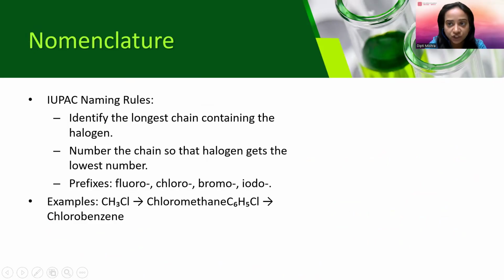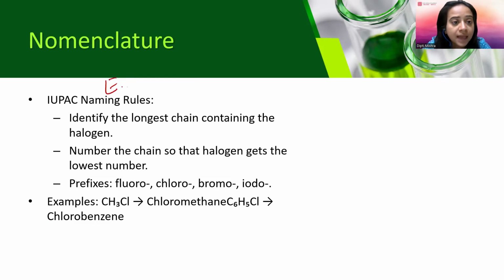Now, if you see nomenclature, IUPAC nomenclature and common nomenclature, you know that nomenclature is very important. So how will you name them? First of all, some rules are there. The first rule is we have to identify the longest chain containing halogen. First, we have to identify the longest carbon chain in which the halogen is attached. Number the chain so that the halogen gets the lowest number.